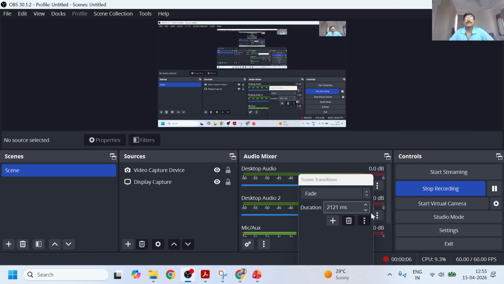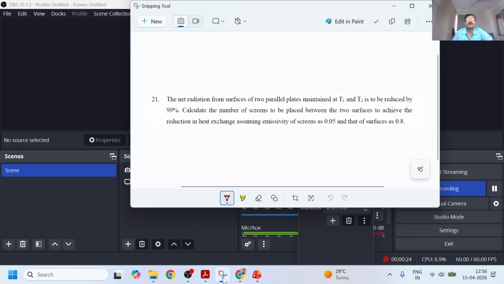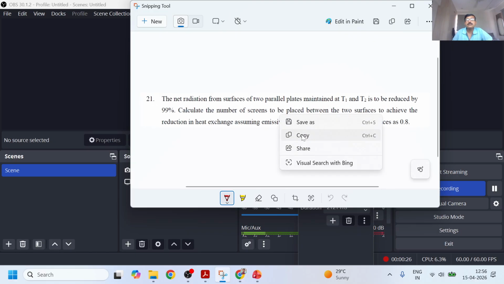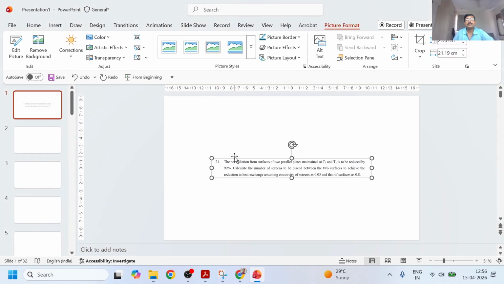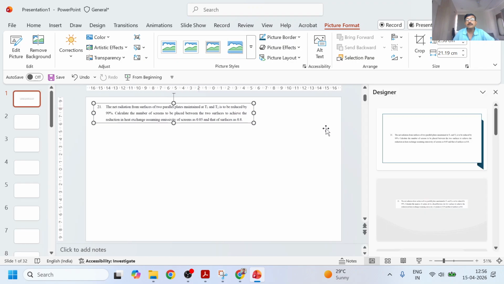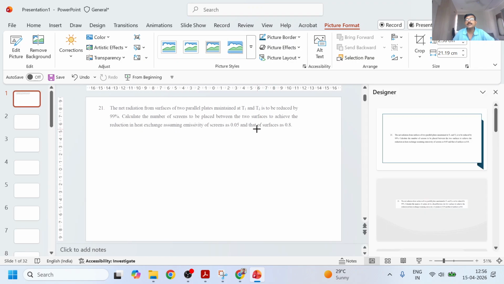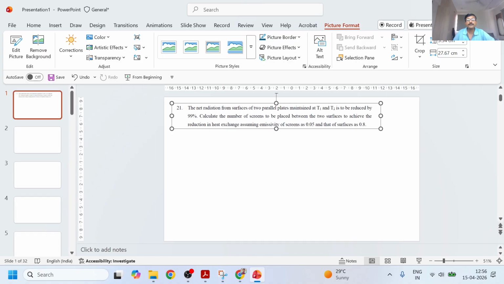Dear students, in today's class, we are going to see the remaining problems of radiation. I think in the last lecture, we covered the problems up to problem number 20. Now we are going to start with problem number 21. So I will copy it and paste it here so that we can interpret the data.